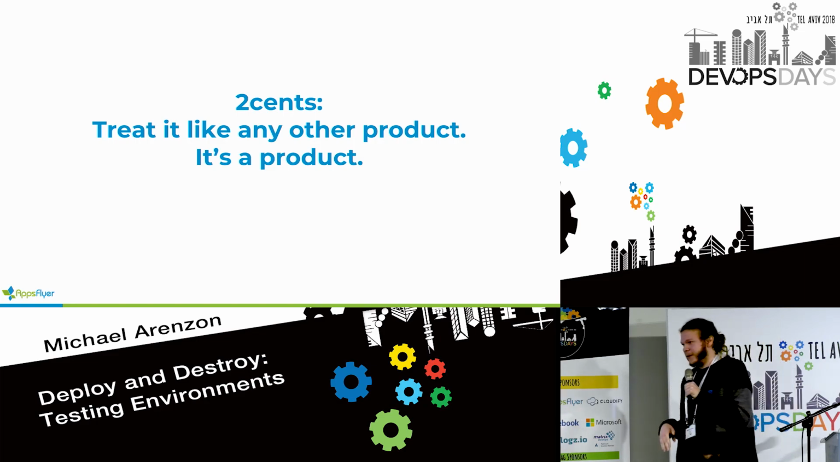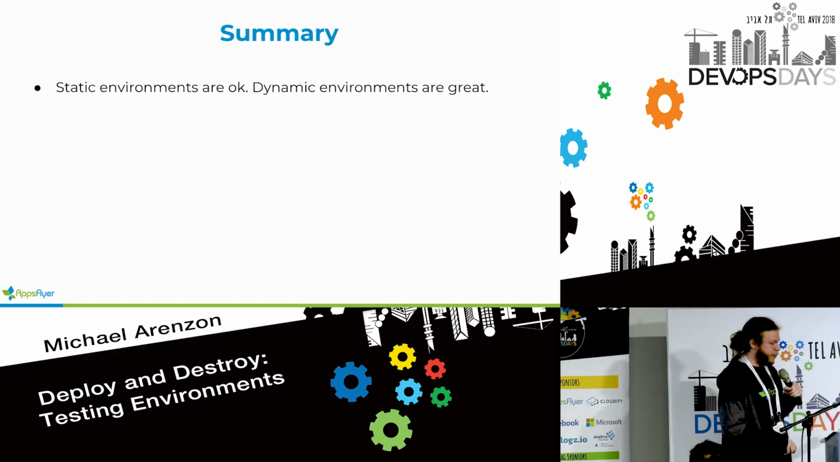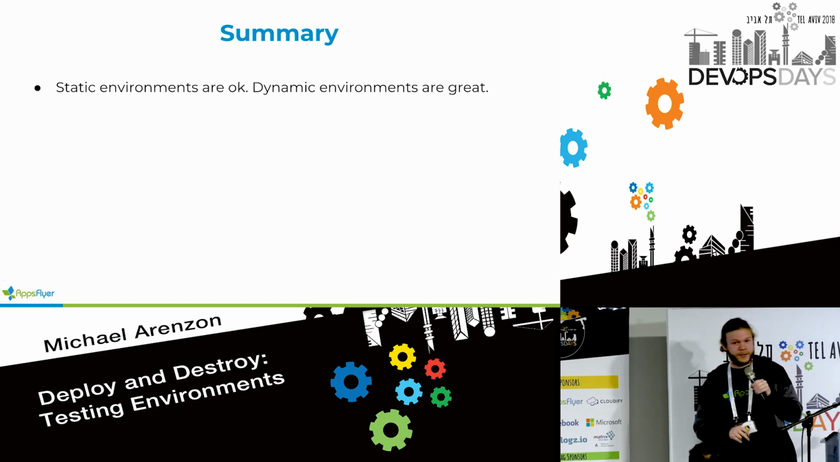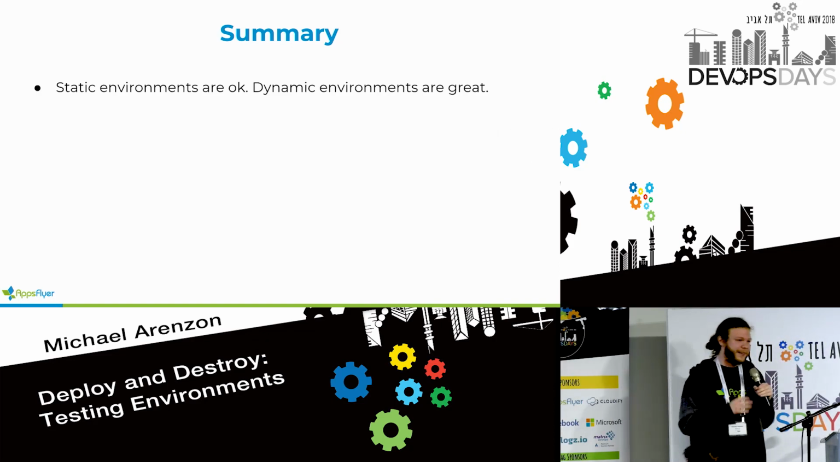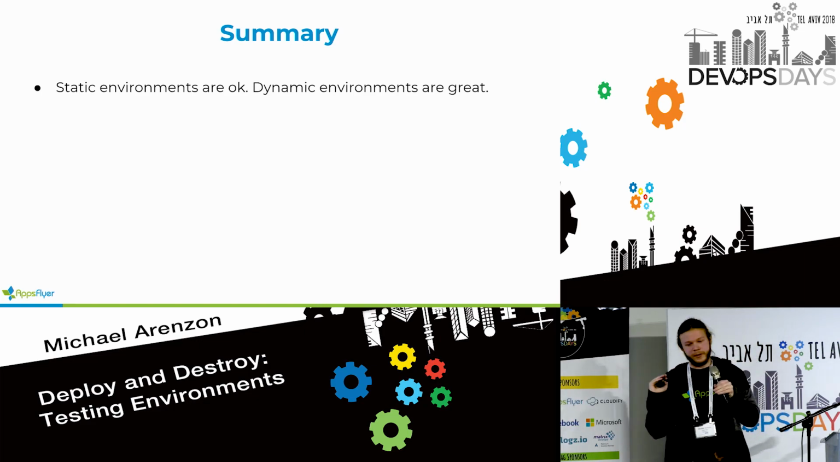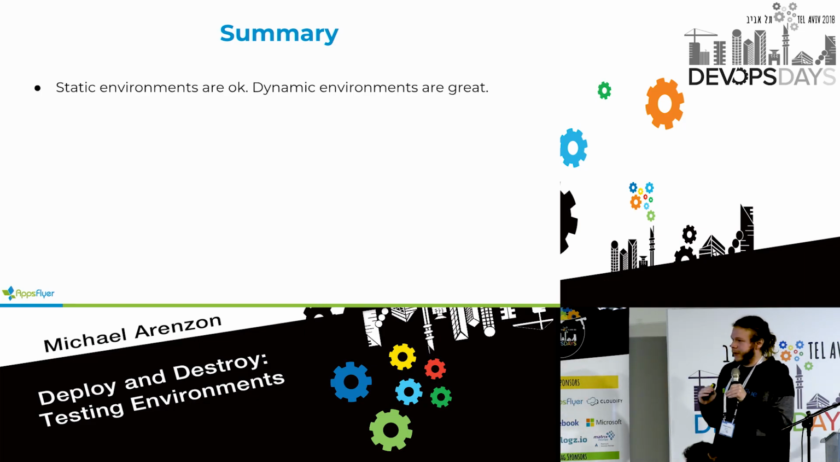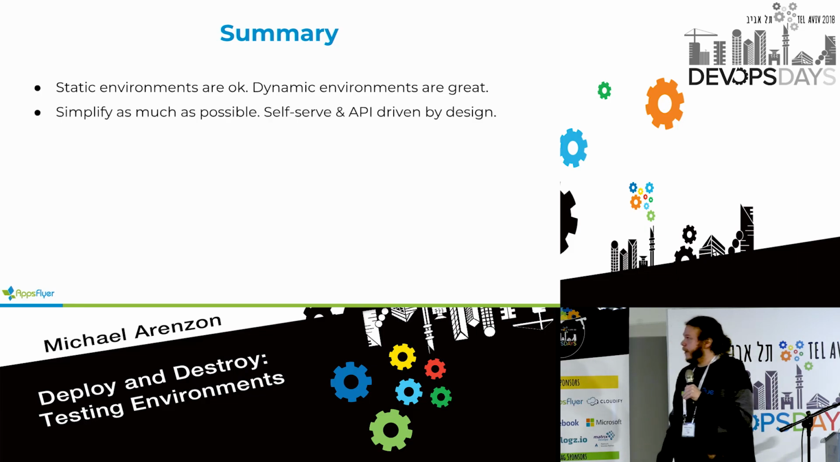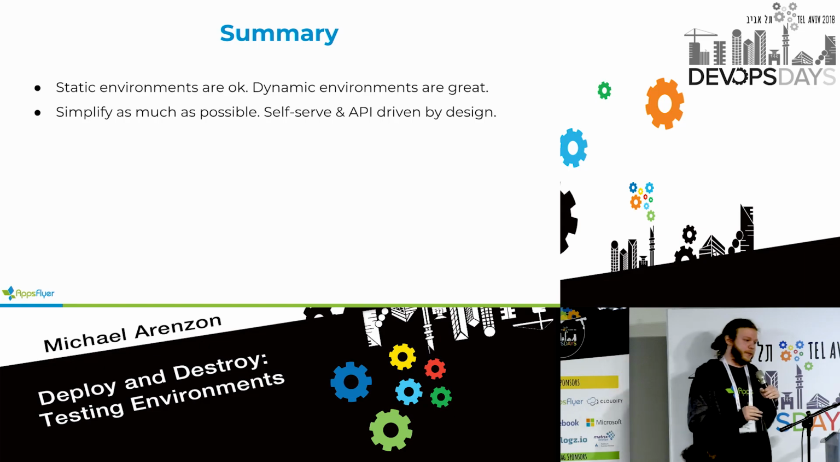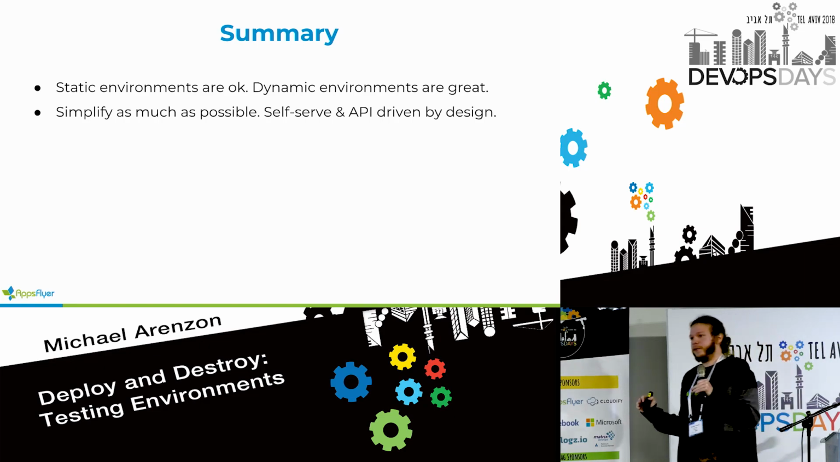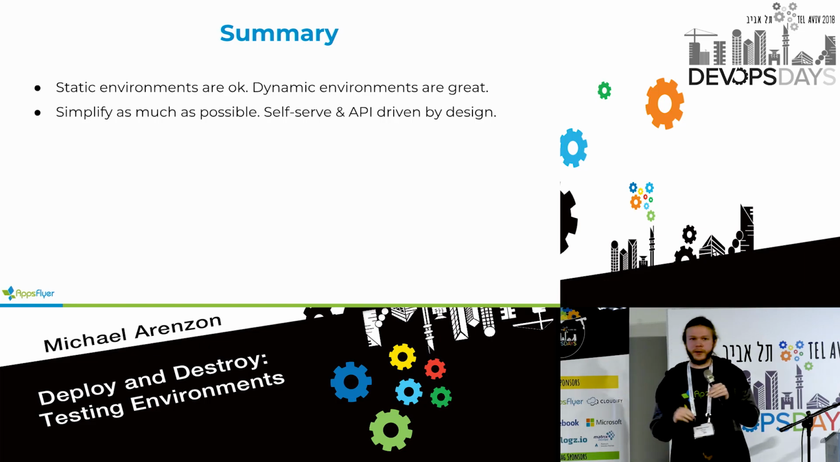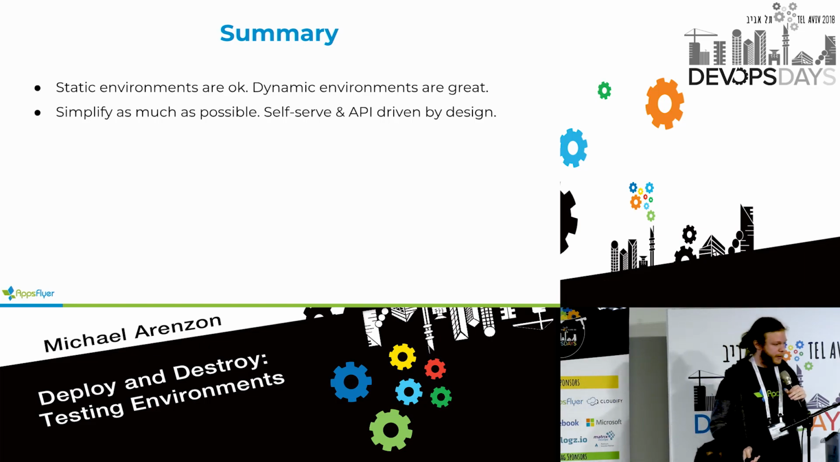They want the ability to create the environments by themselves. So to recap what we learned today, static environments are okay. It's definitely better than nothing. But dynamic environments is what you need to strive for, where you can actually leverage the scale. Simplify as much as possible, so going with an API-driven design is good. You should expose everything you can in the API. Creation and managing should be done through the API.